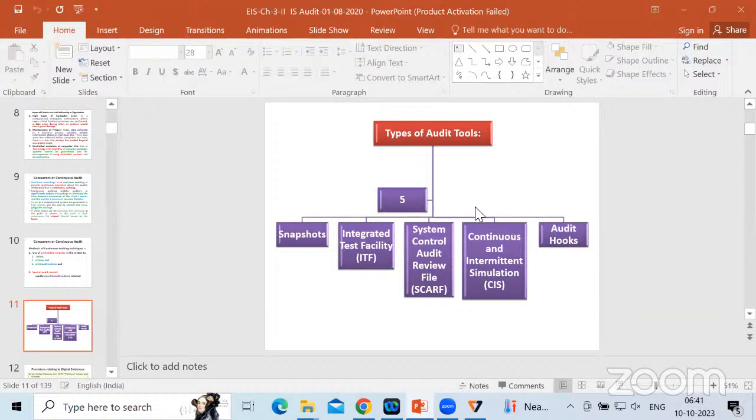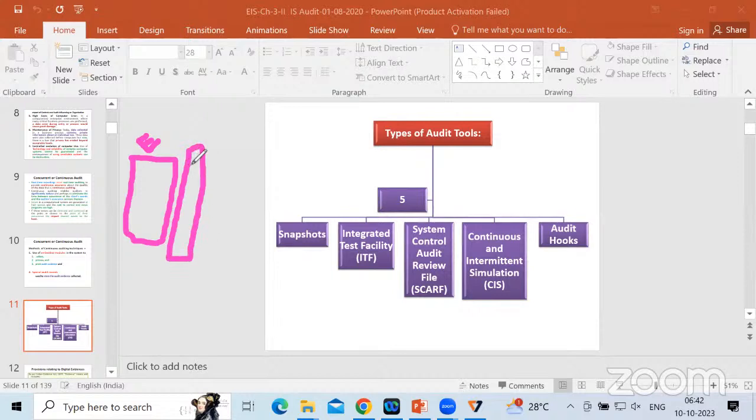Second one is ITF. What is ITF? Integrated Test Facility. So you have, let us say, an entity installed with the software. Let us say this is an ERP. Now, along with this ERP, you have your own software. What software? Auditing software. Now, this auditing software will be combined with this in such a manner that the data you are giving as an input for testing in your auditing software will get updated in the database of the entity, of the company.